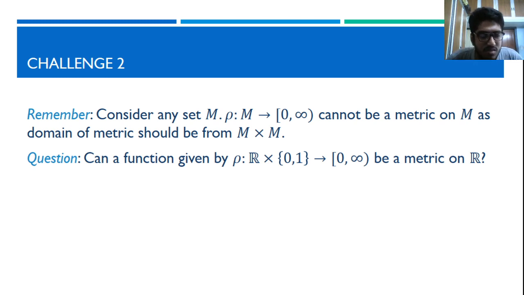Can a function given by rho from R cross {0, 1} to the closed interval [0, infinity) be a metric? I'm not giving you what this rho can be, or the definition of this rho. I'm not telling you rho of x comma y is equal to something. I'm just asking you, given this context, can this be a metric on R? It's an easy one. So what are your thoughts?